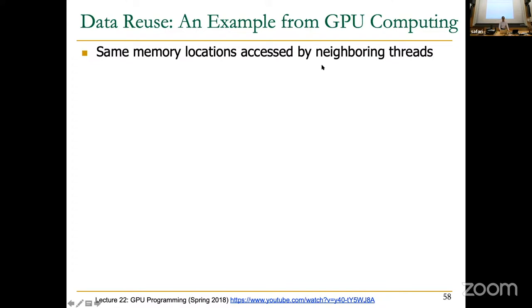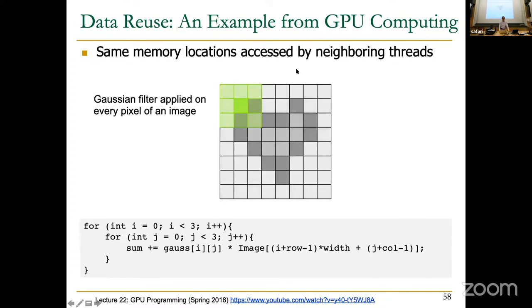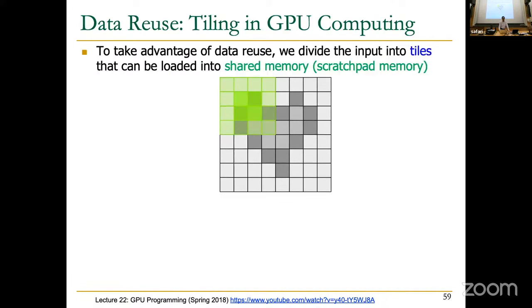Essentially, we have the same memory location accessed by neighboring threads. You can, for example, apply a Gaussian filter on every pixel of this image. If you're actually doing computations, and this is too big to fit in your cache, just do the computations that you need to do over here in a batch, and then you move to the next part, right? And then you move to the next part. That's the idea over here.